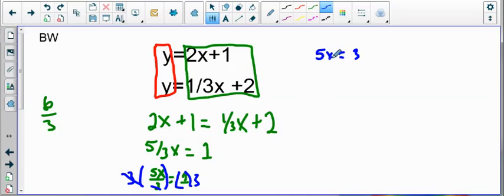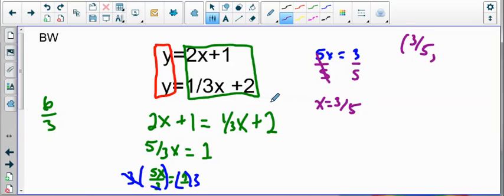Now one more step. How do we get that x by itself? Well, we're going to divide the 5 out of both sides. And we end up with x is equal to 3/5. That's where both of these lines cross. That's what the x value is, 3/5. So all we have to do is put that 3/5 right there. Now we need to figure out what is the y value. Well, that's pretty simple. All you have to do is plug in 3/5 for this x or 3/5 for this x. I'm going to go ahead and plug it into the first one.